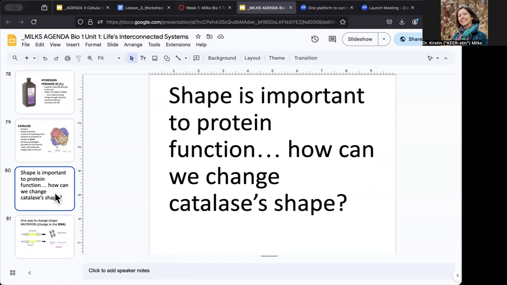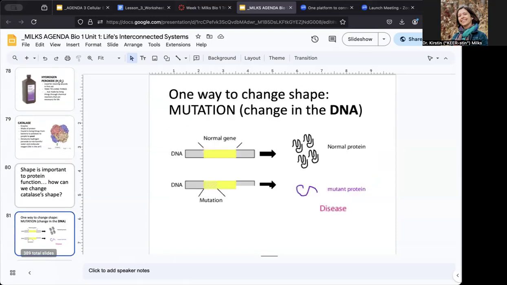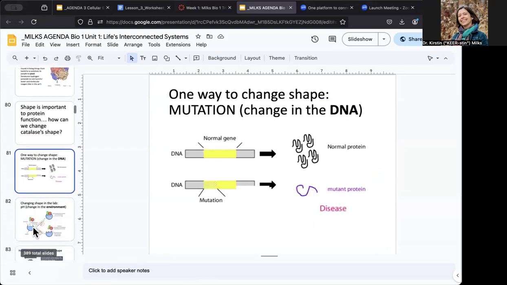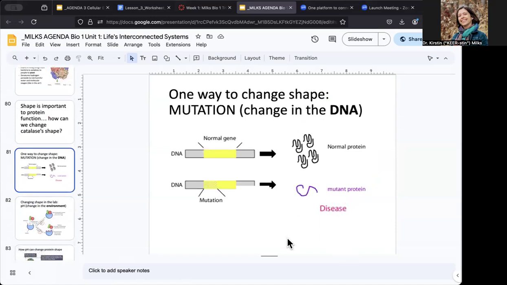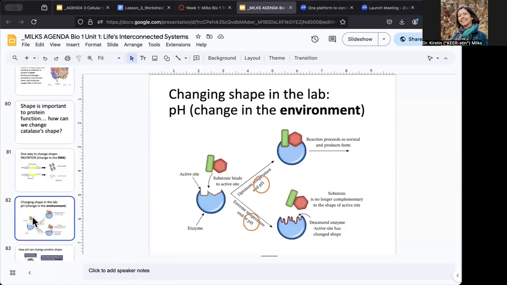Now we know that shape is important to protein function. And the question here is, how can we change catalase's shape? Well, one way to change shape is mutation, a change in the DNA. So here's a typical gene, you get a typical protein, it does the typical job. If you end up with a DNA change, you can end up with a shape change in the protein, and that can mean some really big medical interventions are necessary for people, and they experience negative consequences that we might think of as disease.